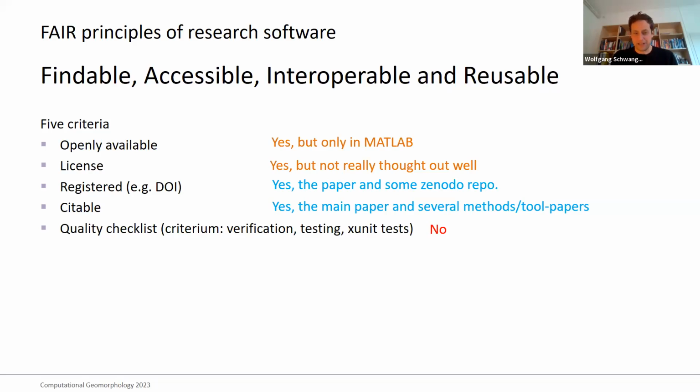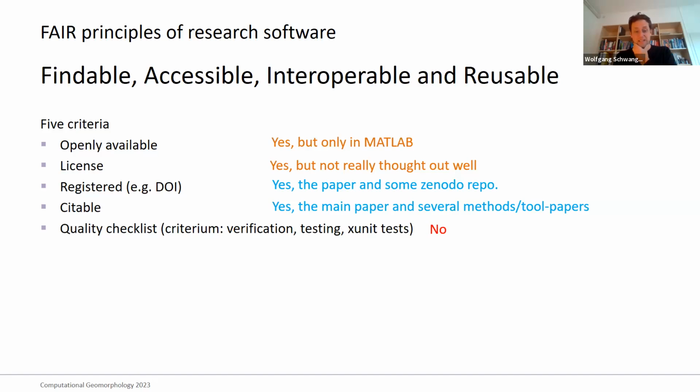Is there a license? Yes, but actually I looked it up, didn't find one. There should be a GNU license, but actually it's not something that we thought really through, right? It's not really thought out well what kind of license model Topo Toolbox follows, something that we need to do. Is it registered? Yes, there is a paper about it, the 2014 eSurf paper, and some Zenodo repository. It's citable. Yes, the main paper and several methods, tools, and papers exist. So in that case, it's citable, and I'm glad to see that it's also cited a lot.